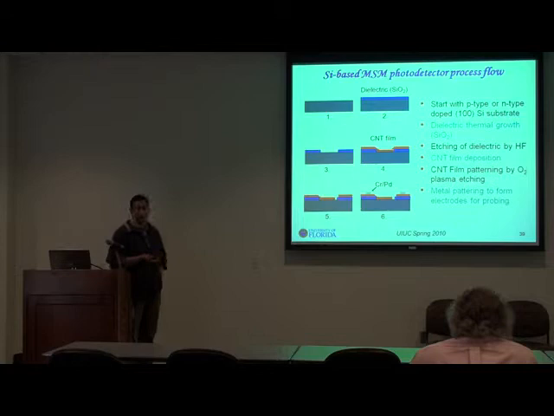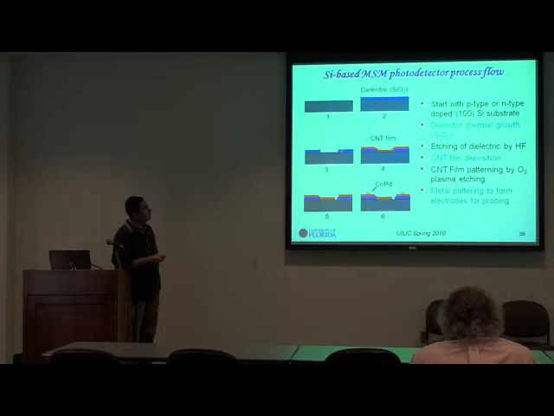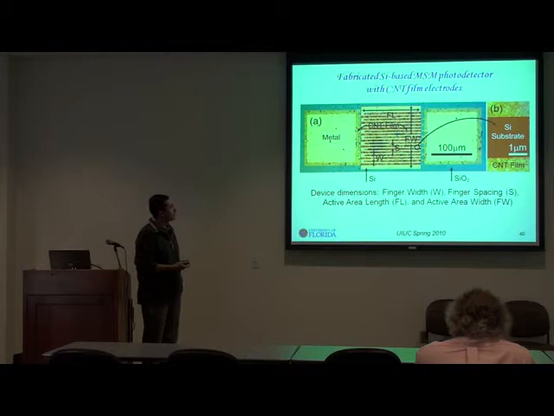And then we etch the oxide using wet etching, opening some windows here. Then we deposit these CNT films over the whole structure, and then we start patterning them into this interdigitated finger structure. And then we eventually deposit some metals on top using e-beam evaporation. The final structure will look something like this.